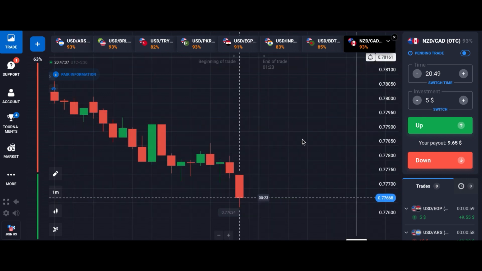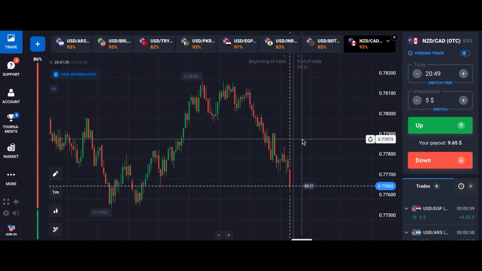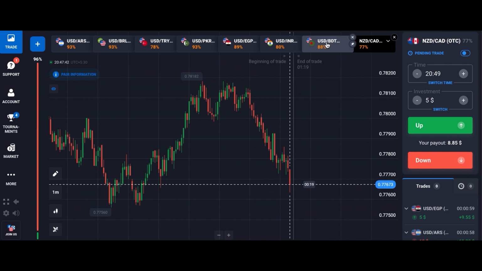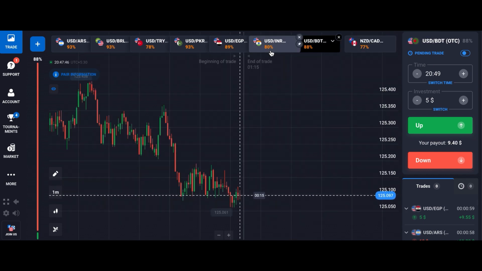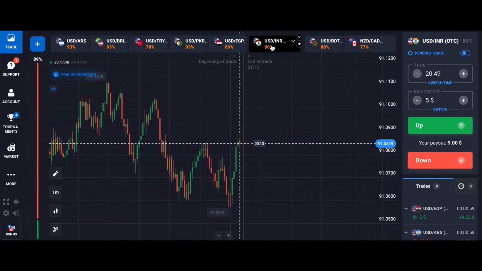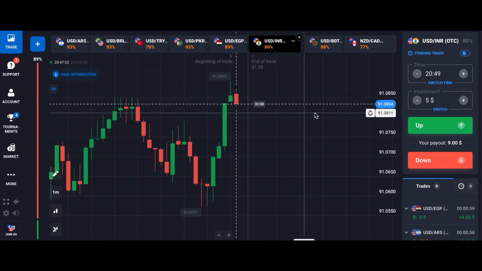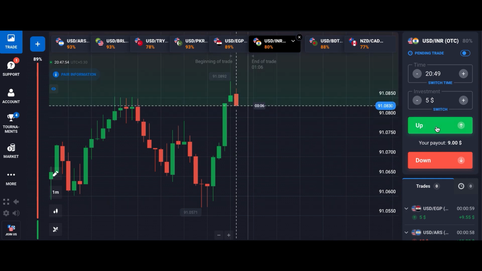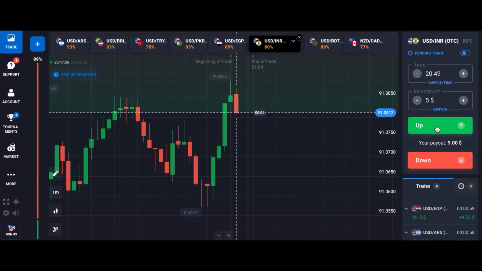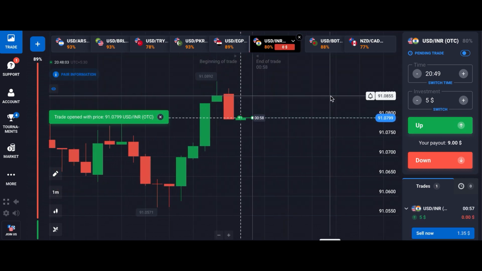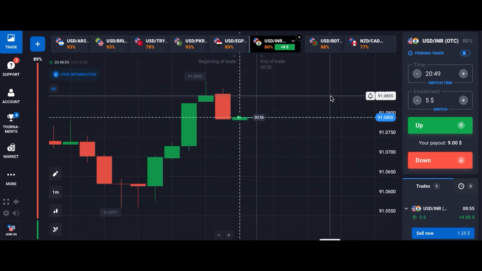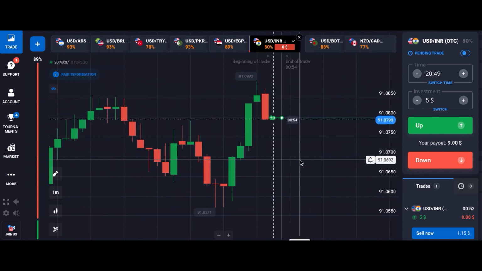So now let's move to another chart to find another opportunity if there is any. Okay, here I can find an opportunity. Oh, that closes down. Let's go for an up direction. Let's see what should be the result.